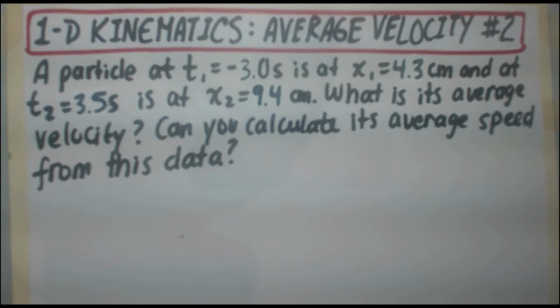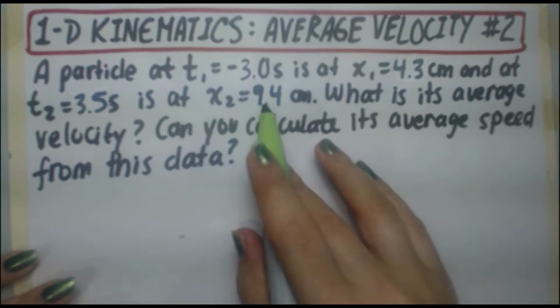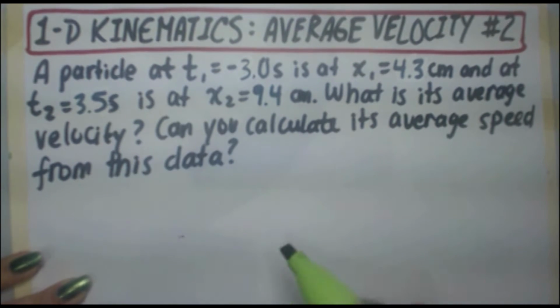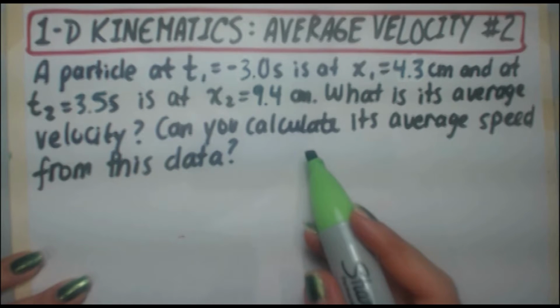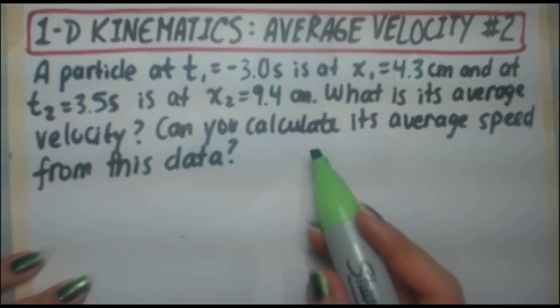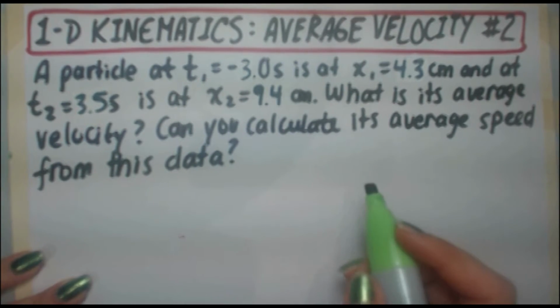Hey guys, today we're going to be doing one-dimensional kinematics, average velocity example number 2. The first example actually had a very similar setup to this. You were given two positions, x1 and x2, at two times, and you had to find the average velocity. This question goes a little bit further in that it asks if you can calculate its average speed. So we'll get to that right after we do the first part.